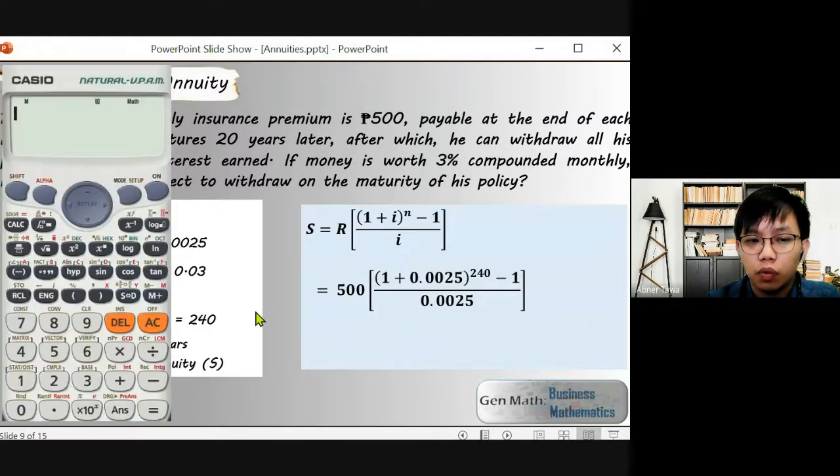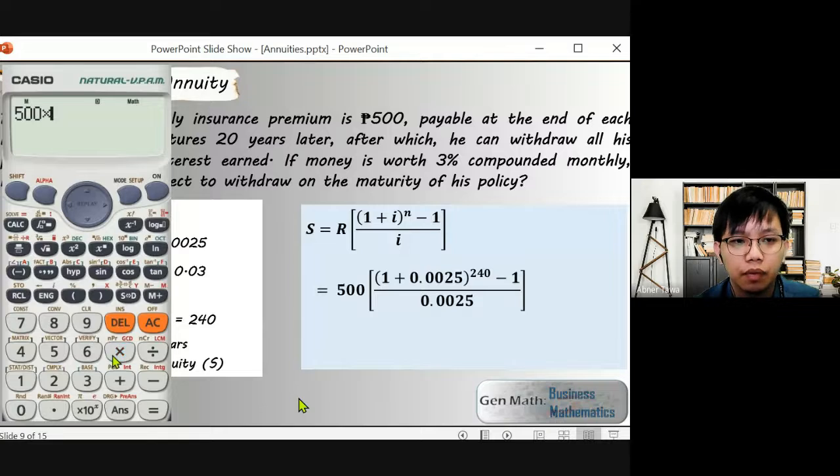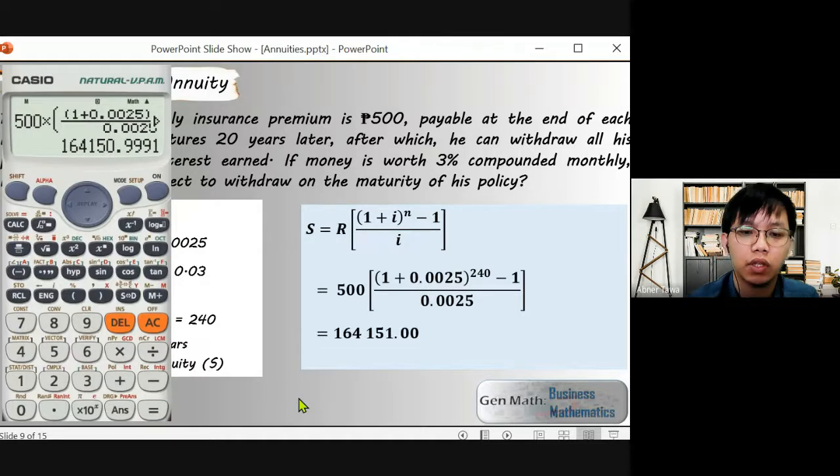Okay, that is what we have here. So we have 500 multiplied to 1 plus 0.0025 raised to 240, minus 1, all over 0.0025, which is equals to 164,151 pesos. So always round your answers at two decimal places.